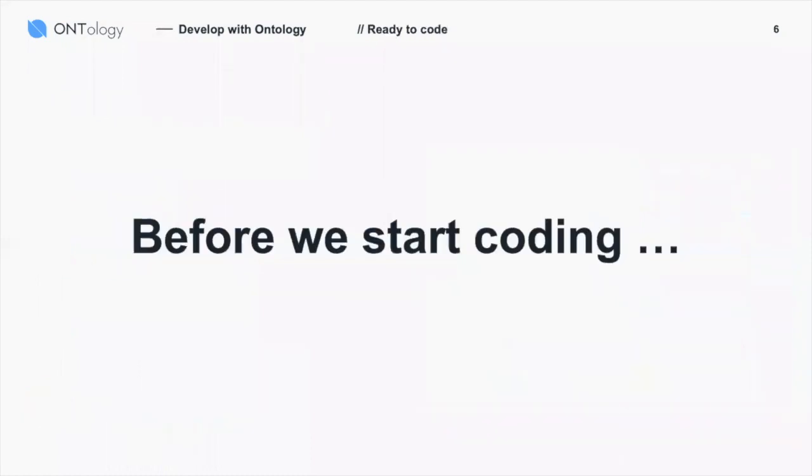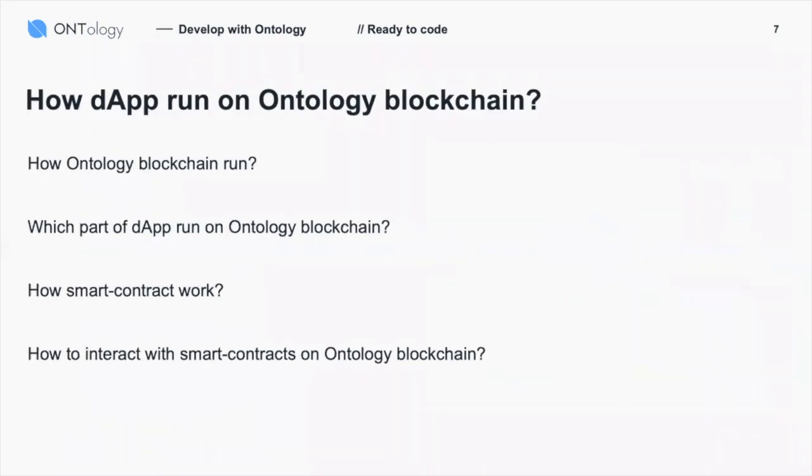So before we start coding, there is some fundamental knowledge we must know. Before that is how one DApp runs on the Ontology blockchain. There are some questions. First is how the Ontology blockchain runs, and which part of the DApp runs on the Ontology blockchain. That is its core protocol or core algorithm, which is in the smart contract. So smart contracts run on the blockchain, and there is some front end and back end that run not on the blockchain, as off chain, but run in a decentralized way.